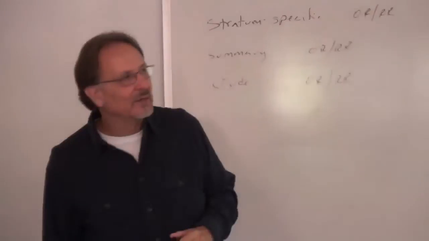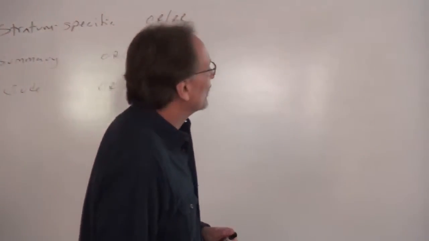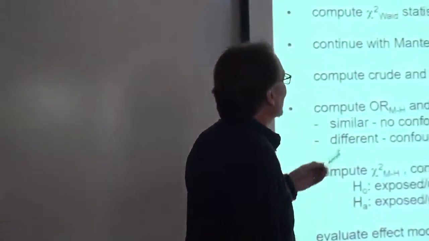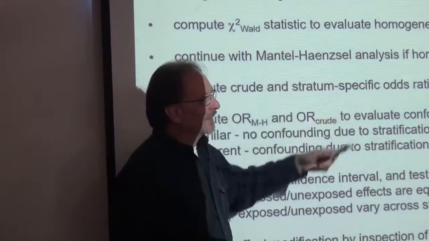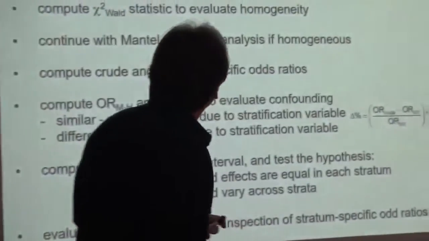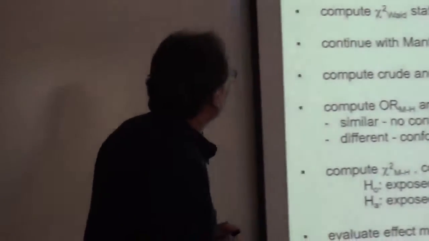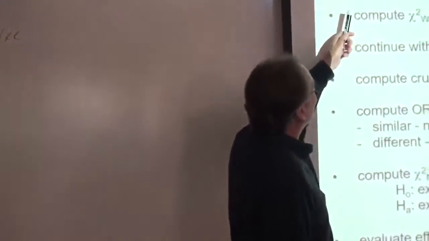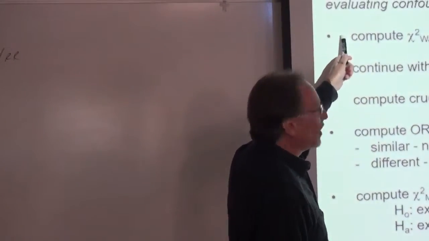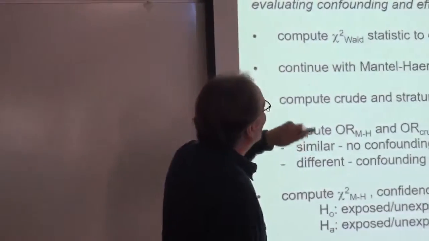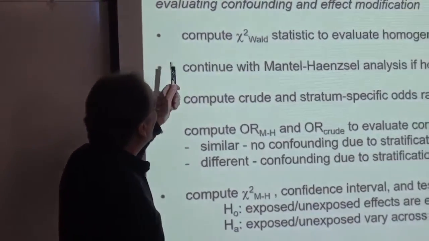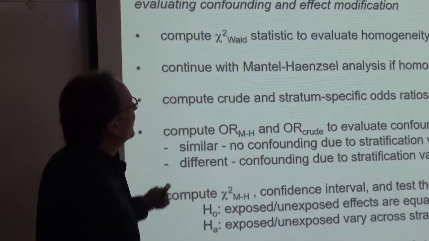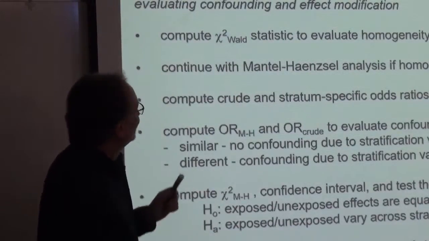The typical way we analyze case control studies is by the Mantel-Haenszel method, right here. To evaluate confounding and effect modification, we have to compute a Wald chi-squared, which I will tell you about. That evaluates homogeneity. If it is homogeneous, then we use the Mantel-Haenszel analysis.